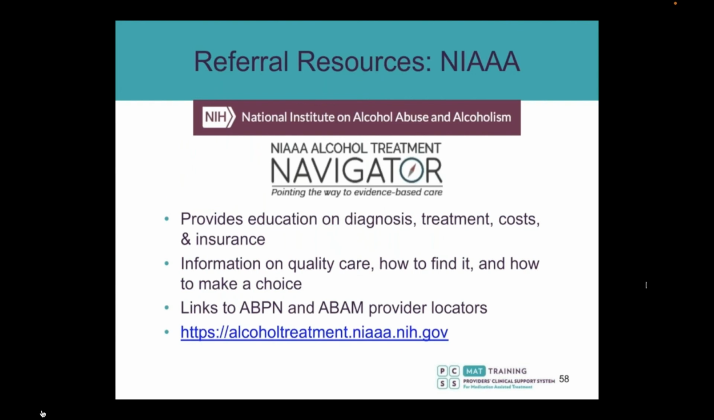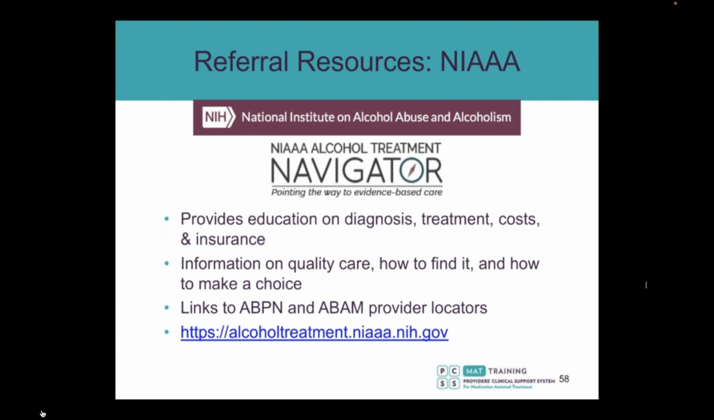NIAAA has what they call their treatment navigator website, which the link is provided here. It provides education on diagnosis, treatment, how much treatment should cost, and insurance. It also provides information on quality care, how to find it, and how to make that choice. They also provide links to the ABPN and ABAM provider locator websites. So that can be helpful to find a specific provider with addiction psychiatry, addiction medicine certification.